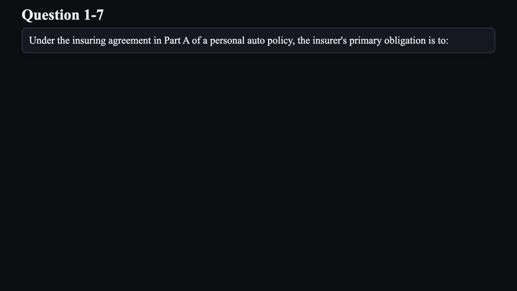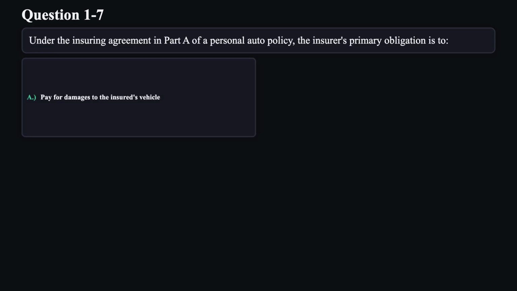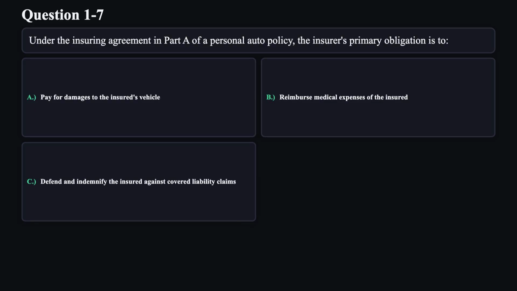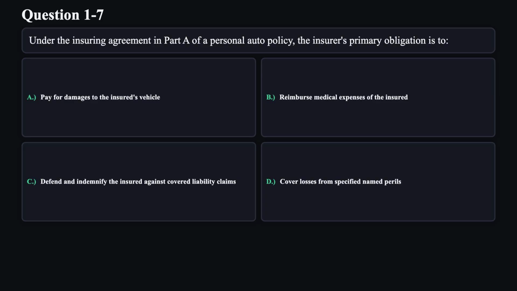Question 7. Under the insuring agreement in Part A of a personal auto policy, the insurer's primary obligation is to A. Pay for damages to the insured's vehicle. B. Reimburse medical expenses of the insured. C. Defend and indemnify the insured against covered liability claims. D. Cover losses from specified named perils.